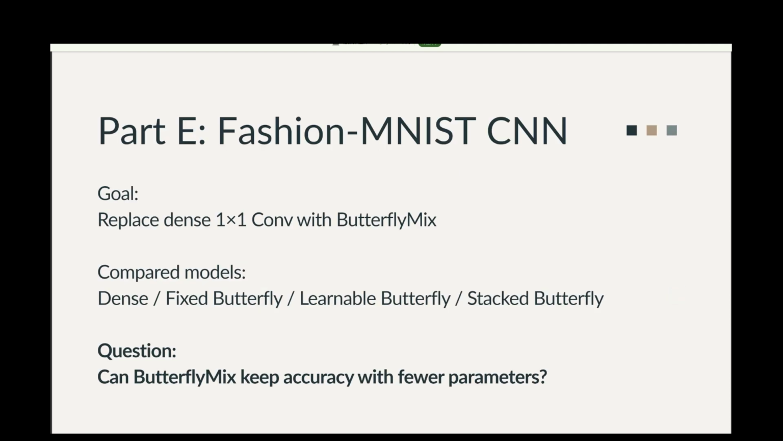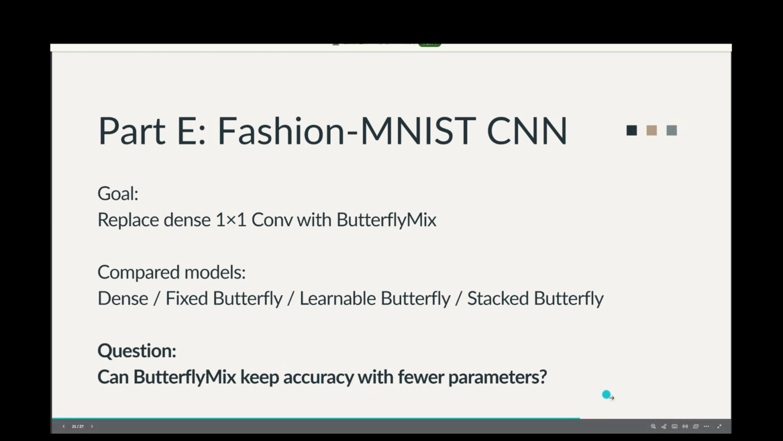Okay, my part is part E, the Fashion-MNIST CNN experiment. The goal is simple. I test whether the normal dense one-by-one convolution in the CNN can be replaced by butterfly mix. I compare several variants: dense baseline, fixed butterfly, learnable butterfly, and stacked butterfly. The main question is whether butterfly mix can keep good accuracy while using fewer parameters. Next page.